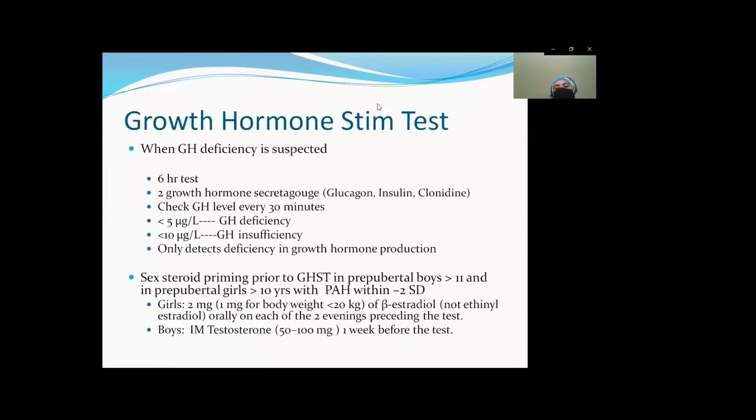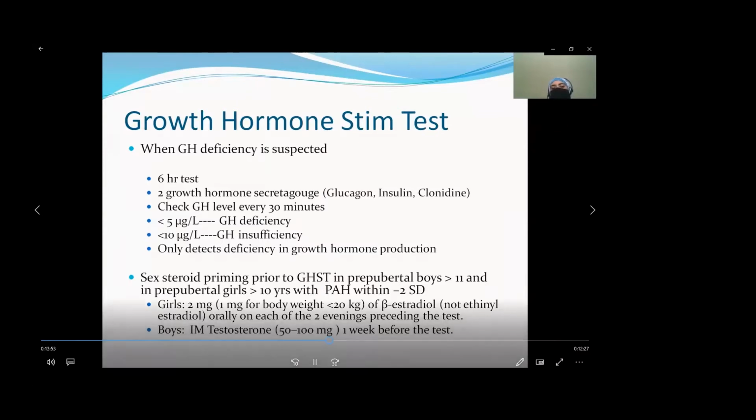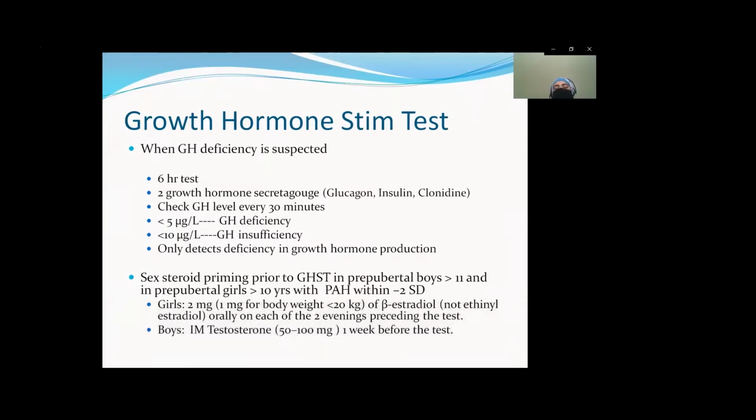The growth hormone stimulation test is the gold standard to diagnose growth hormone deficiency. If you are going to do this test, it should be done properly and follow a proper protocol, because the interpretations of growth hormone deficiency are based on certain particular protocols. The most common agents that are used are glucagon and clonidine. Insulin can be used, but there is a risk of hypoglycemia, and a lot of people try not to use it in the pediatric population. The cutoff is less than 5 microgram per liter for growth hormone deficiency.